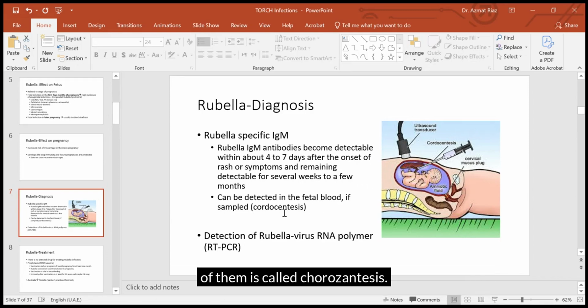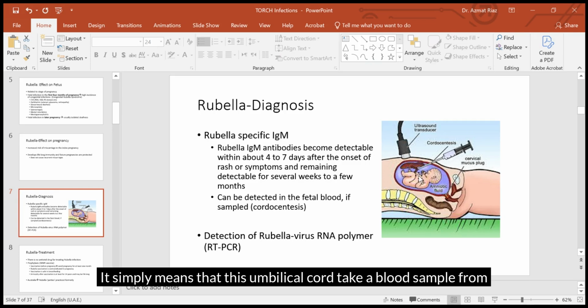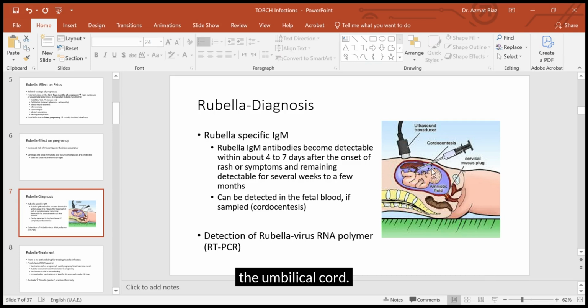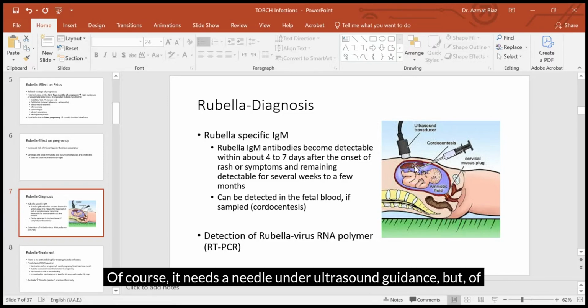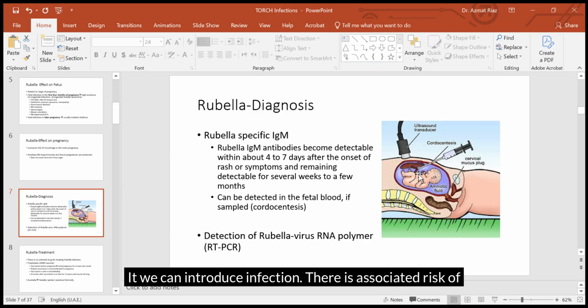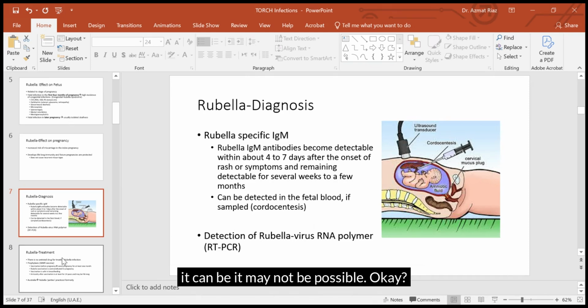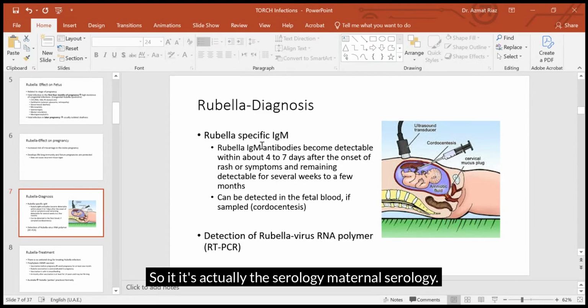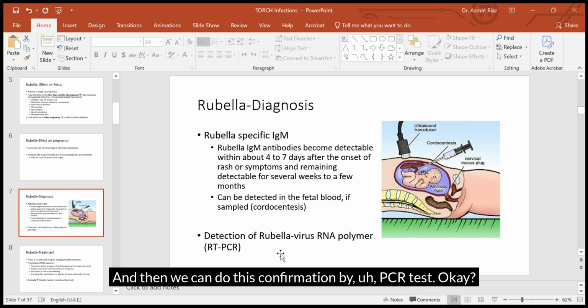One of them is called cordocentesis. It has, of course, risks to the baby. It simply means taking a blood sample from the umbilical cord. It needs a needle under ultrasound guidance, and it has risks: we can introduce infection, there is an associated risk of miscarriage and so on. Especially in very early pregnancy, it may not be possible. So it's actually the maternal serology, and then we can do confirmation by PCR test.